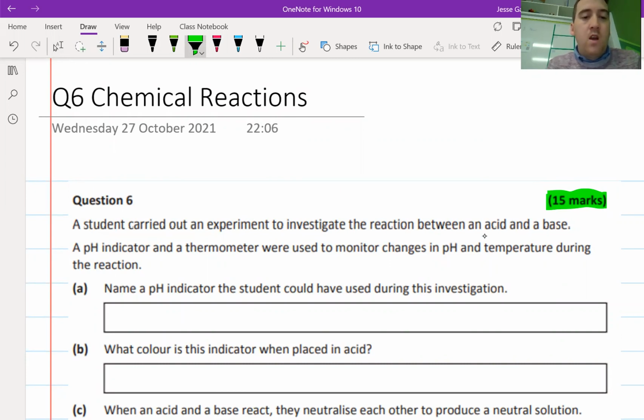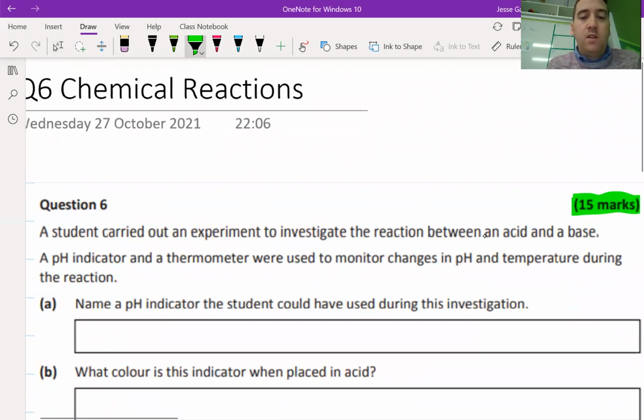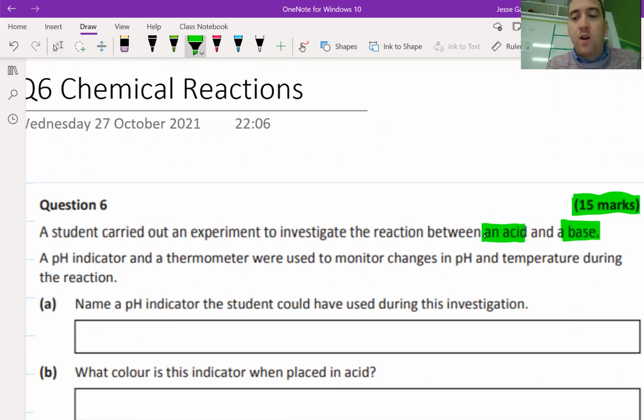So start your timer. Okay, it says a student carried out an experiment to investigate the reaction between an acid and a base. So that's important. I'm highlighting those because those are the chemicals that react, an acid and a base. A pH indicator, so this is a chemical called a pH indicator, and a thermometer were used to monitor changes in pH and changes in temperature during the reaction.